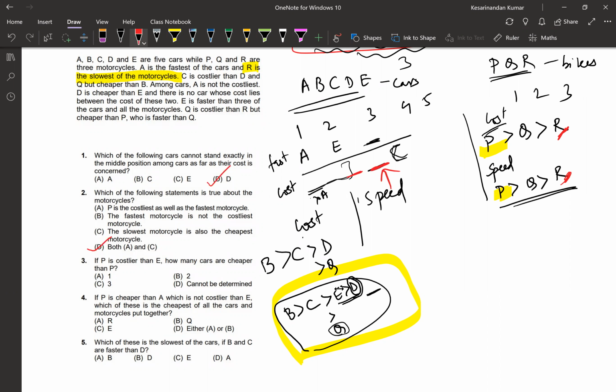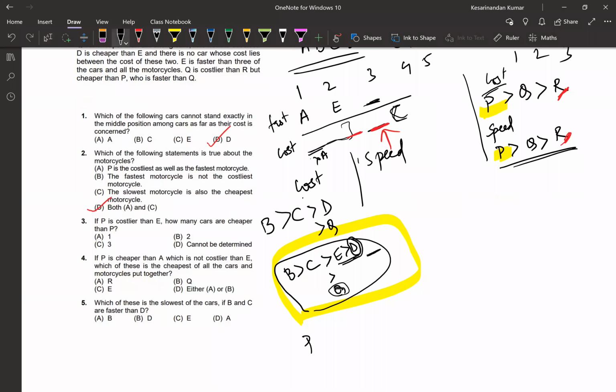Is this clear to everyone? Okay, let's move to the next one. If P is costlier than E, okay, so here's the twist. Now we come back to the cost, and that is if P is costlier than E. So we are mixing the bikes and the cars. So P is costlier than E. How many cars are cheaper than P?